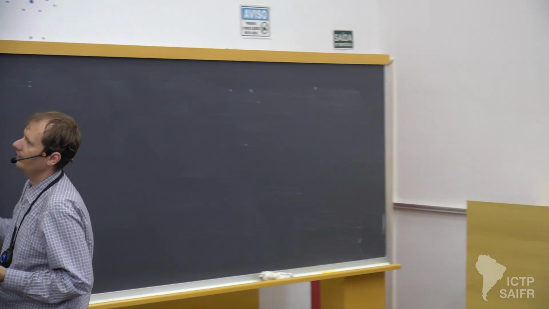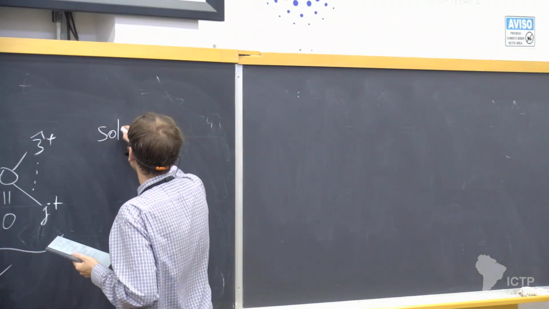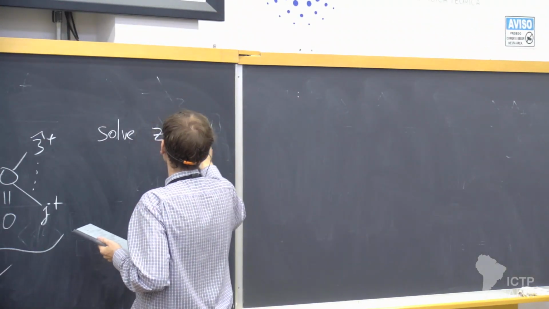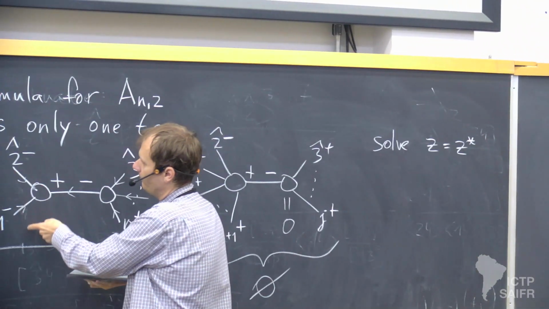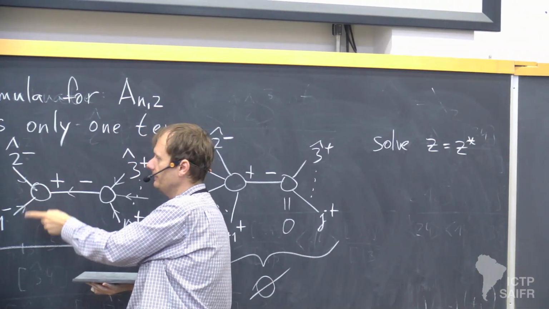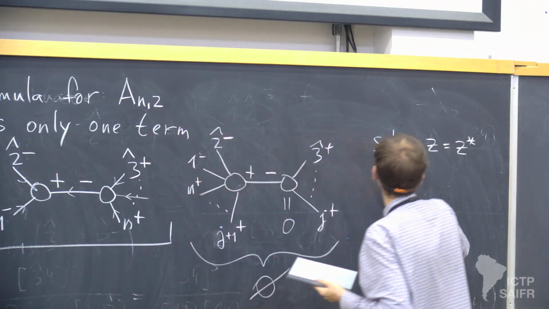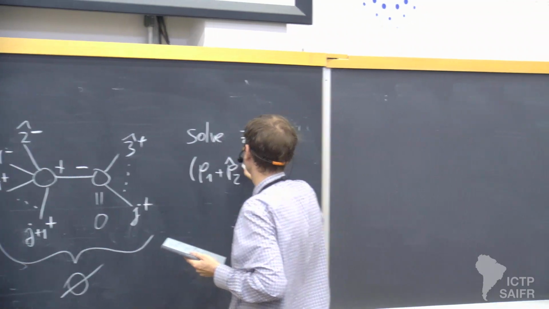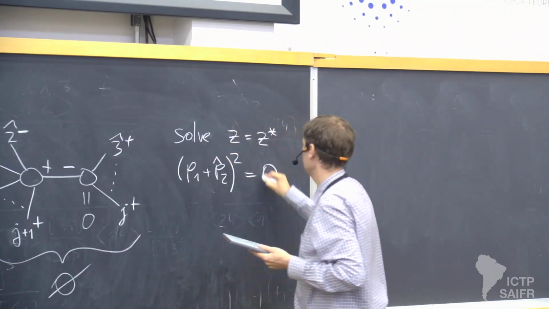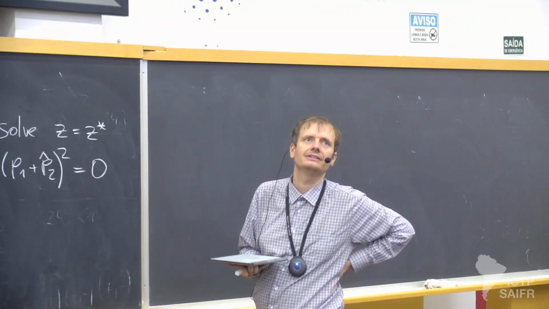So we should solve for z equals z star. But you can see it will be the very same formula. Yeah, because it would be P1 plus P2 hat square must be equal to 0. So we get, yeah.